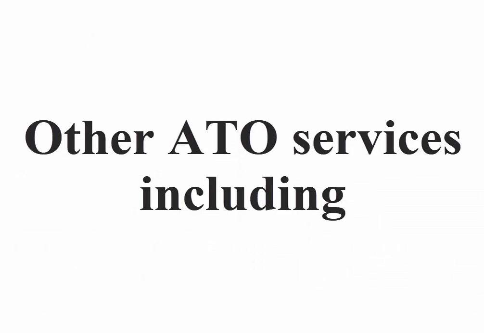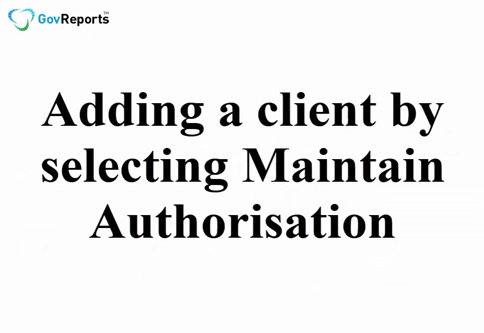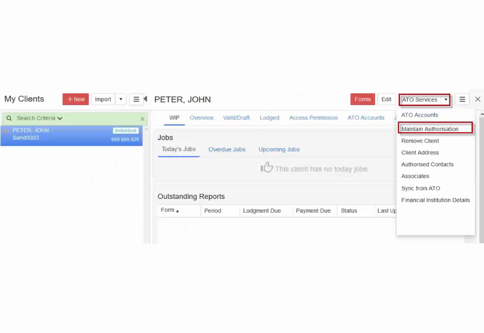Other ATO services include 1. Adding a client by selecting Maintain Authorization. Whenever a new client is added in GovReports, the client's records should match exactly the same as the Portal.